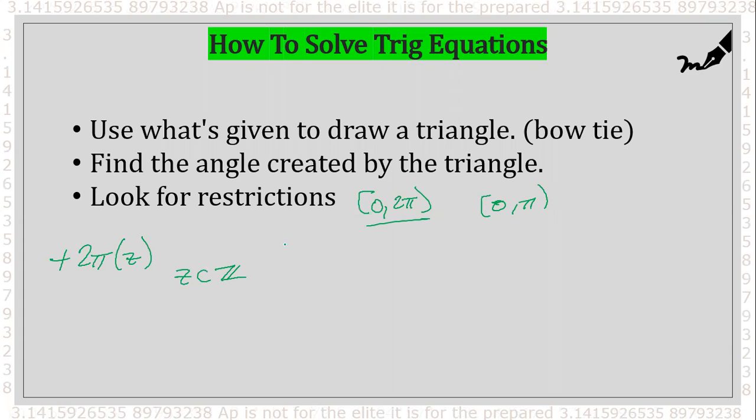Keep in mind that's only for sines, cosines, right? And the reciprocals. If this was tangent, it would be just pi z, where z is an integer. Because the period of tangent is just pi.